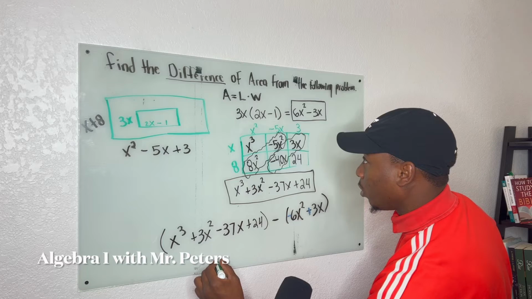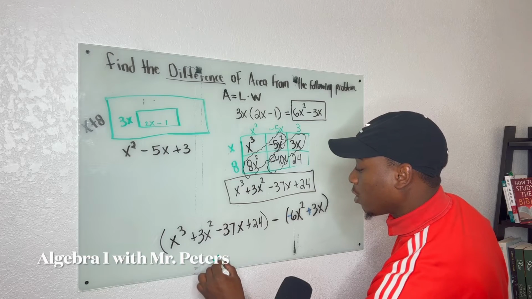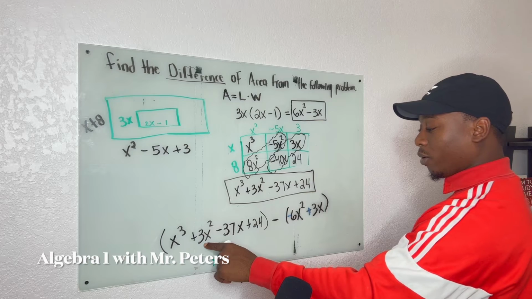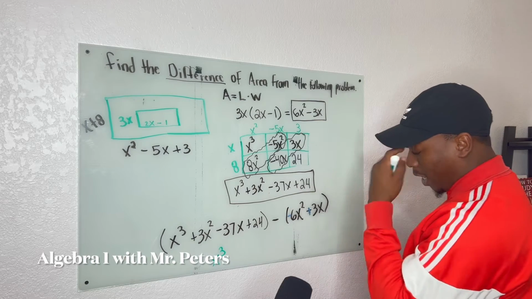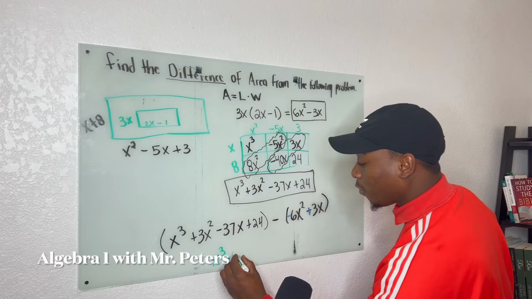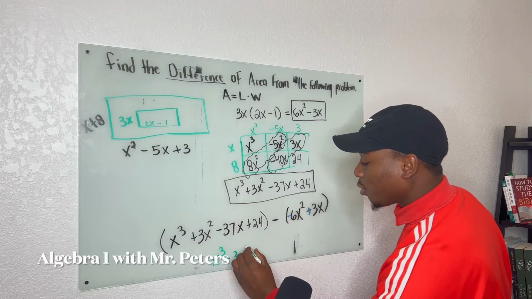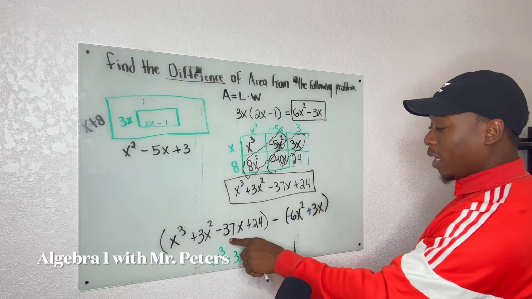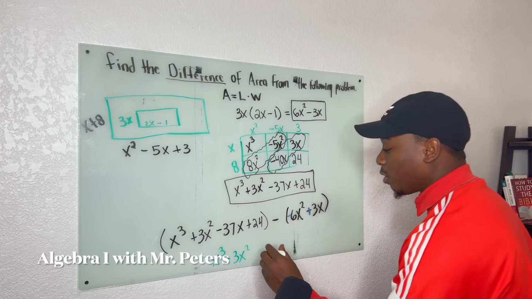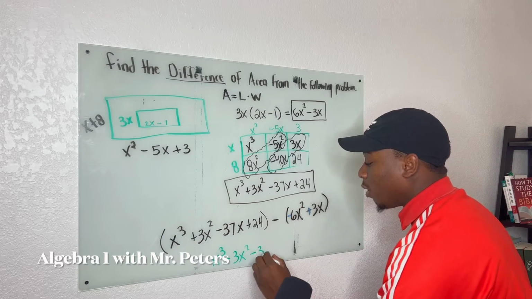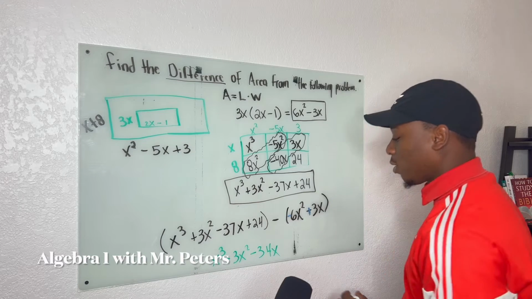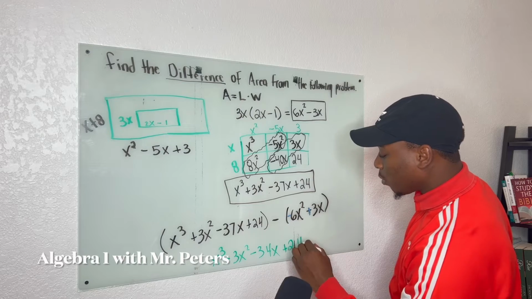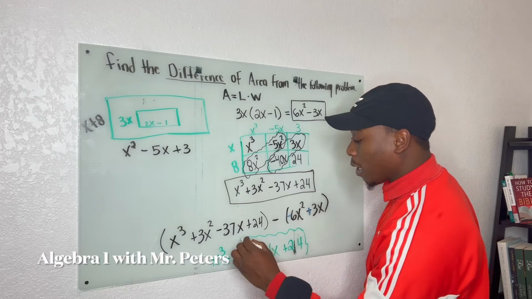X to the third stays the same, right? 3x squared minus 6x squared is going to be negative 3x squared, right? This changed from positive to negative. Negative 37x plus positive 3, that's a negative 34x. And just remember that 24 has no like term, so it's going to stay the same.